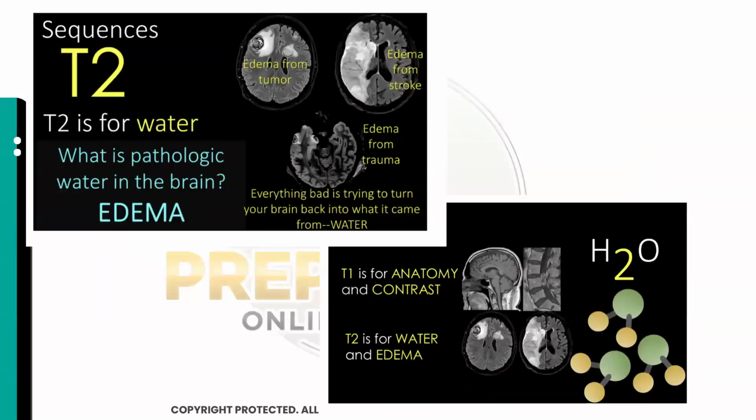Okay, now coming up to T2. For T2, remember H2O for water. T2 is for water and edema. So T2 shows you CSF, which is brighter, and edema, which is also fluid, that will also be brighter or hyperintense on T2. Everything bad is trying to turn your brain back into what it came from, water. This concept is for someone who is very new into radiology, but even for understanding, it's good. So T2 is for water, for edema, CSF, pathology, highlighted on T2. Most of the tumors actually are hyperintense on T2 as well.